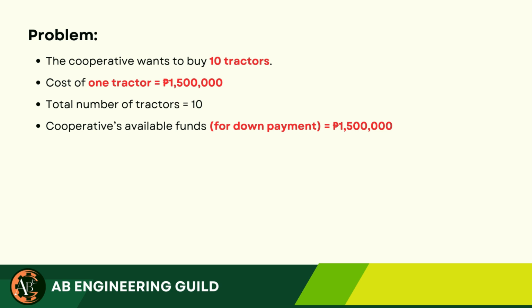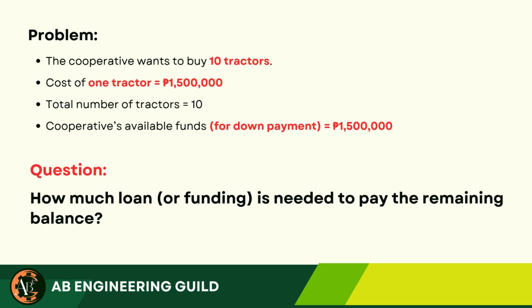Okay, let us break down the problem first. It says that the cooperative wants to buy 10 tractors. Then, the cost of one tractor equals 1,500,000 or 1.5 M pesos. Next. Total number of tractors equals 10 and the cooperative's available funds, for down payment, equals 1,500,000 pesos. They will use this amount as a down payment to secure a loan for the remaining amount. Question: how much loan, or funding, is needed to pay the remaining balance?